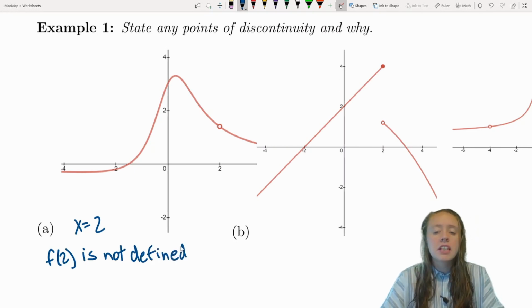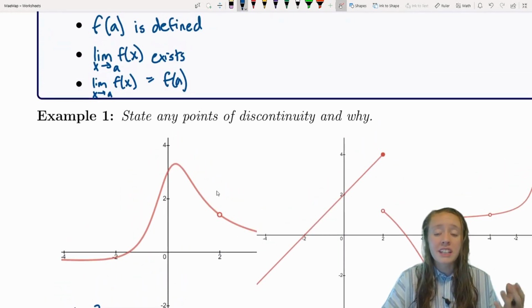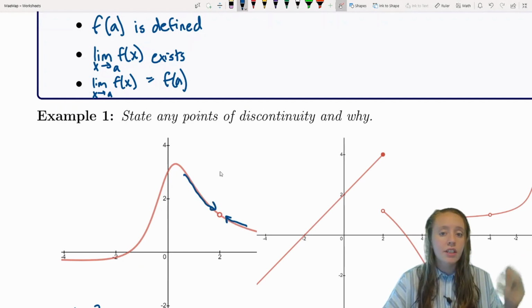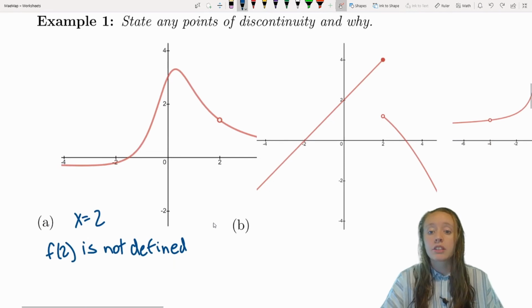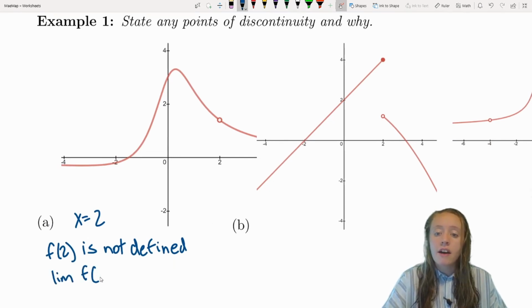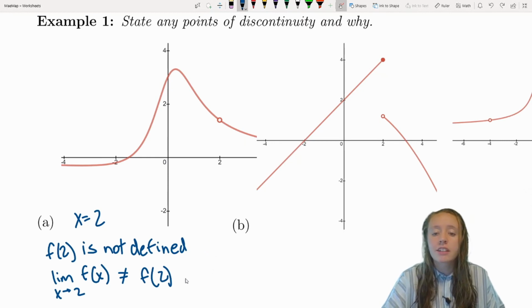And while we're at it, let's see if it meets the other conditions. We know it's not continuous because it fails that first condition, but let's look at this next. Does the limit exist? Yeah. Coming from the left towards a and coming from the right towards that value of 2, the limit exists. But here we go, we fail 3 again because the limit does not equal what f of a is, because f of a is undefined. So I'm also going to write that the limit of f of x as x approaches 2 does not equal f of 2. And because f of 2 isn't defined, obviously this third statement is not going to be true.